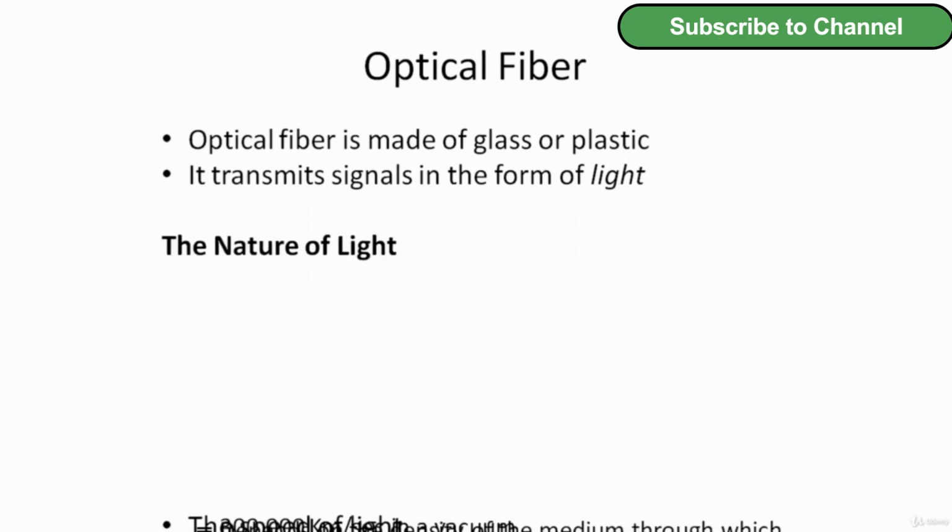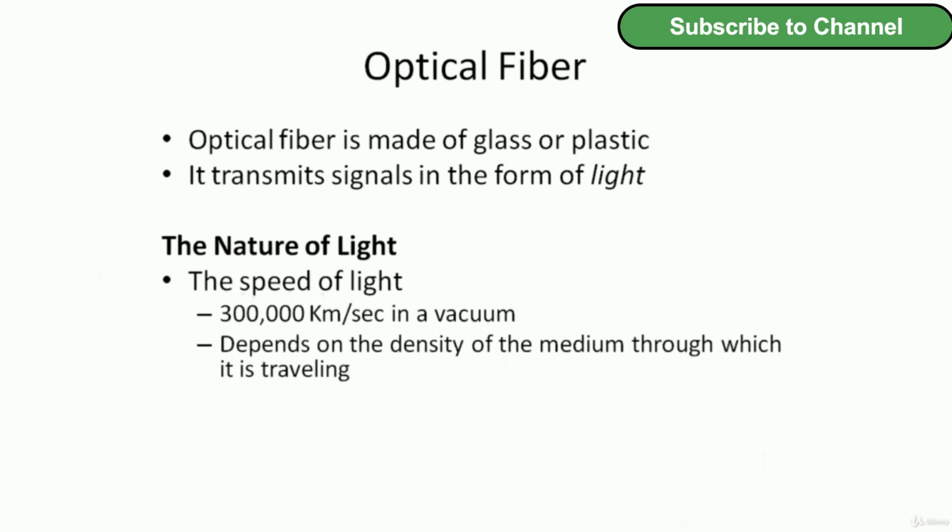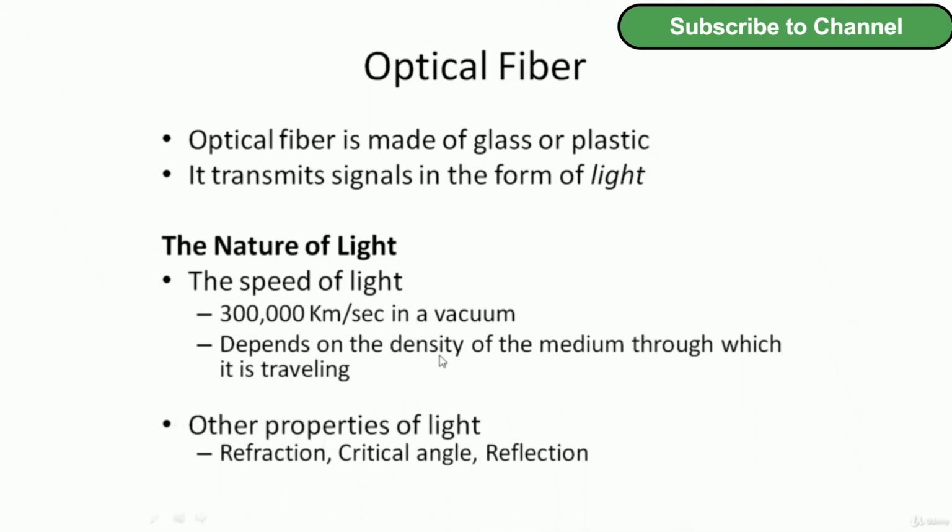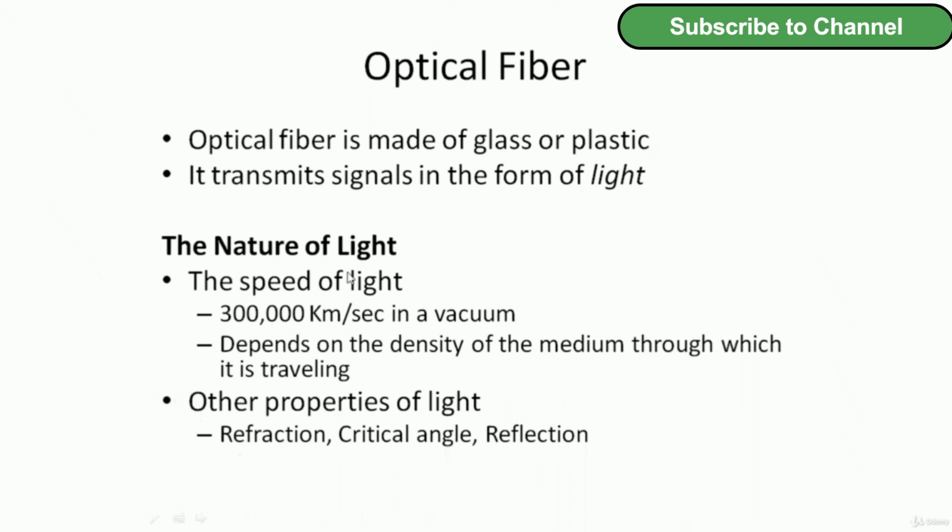The nature of the light: you can see the speed of light is 300,000 kilometers per second in a vacuum, and it depends on the density of the medium through which it is traveling. So the signal transmits at the speed of light. So its transmission rate is very fast, and this is the main advantage of using the optical fiber cable. Other properties of light are refraction, critical angle, and reflection.